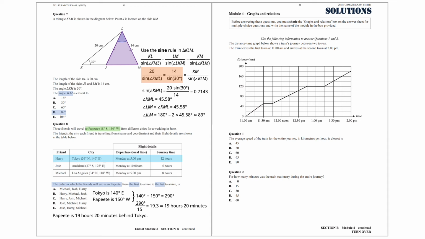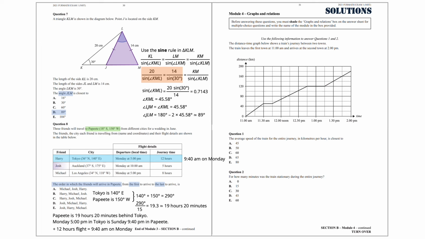Harry leaves on Monday at 5 p.m. So Monday 5 p.m. in Tokyo is Sunday 9:40 p.m. in Pepite. We have to add the 12 hours flight and that gives us 9:40 a.m. on Monday. So Harry arrives in Pepite at 9:40 a.m. on Monday.